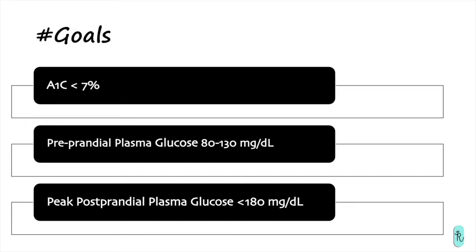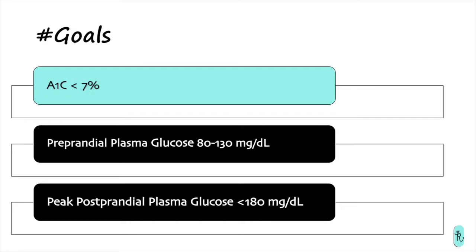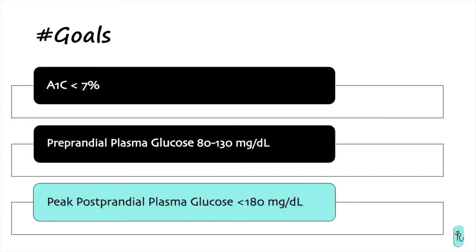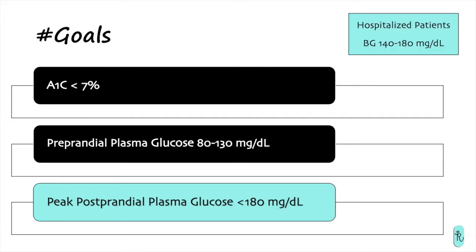The ADA recommends that patients with diabetes maintain an A1C of less than 7%, a preprandial or prior to meals plasma glucose level between 80 and 130 milligrams per deciliter, and a peak postprandial or 2 hours after a meal plasma glucose level less than 180 milligrams per deciliter. And for hospitalized patients, the blood glucose goal is more lenient and should be maintained between 140 to 180 milligrams per deciliter while patients are acutely ill, as stress can increase blood glucose and the risk for hypoglycemia is high.